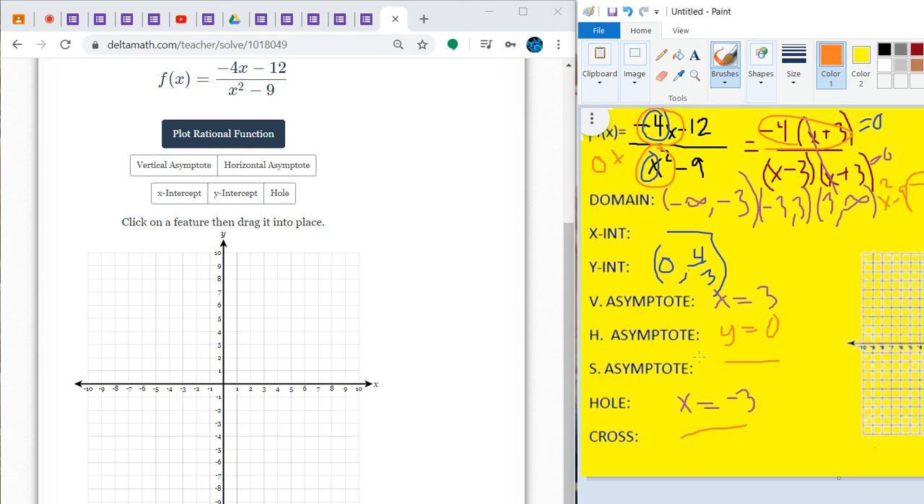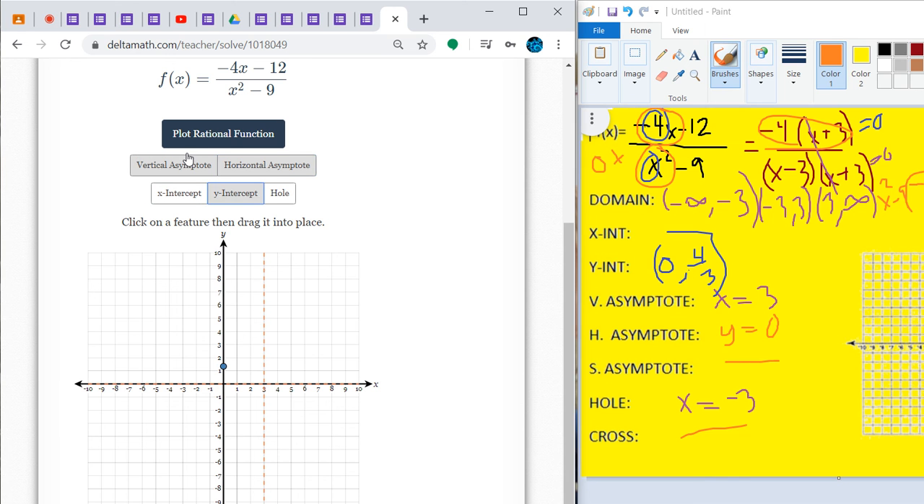So instead of you graphing everything over here on the right yourself, on Delta Math you're just going to go one step at a time. So I want to see vertical asymptote, and I have a vertical asymptote at x equals 3, so I'll drag it over there. Do I have a horizontal asymptote? Yes, I do. Horizontal asymptote is y equals 0. So it'll plot the dotted line, and I'll move it up and down to make sure it's at 0. The x-intercept is what I don't have, so I don't even click it.